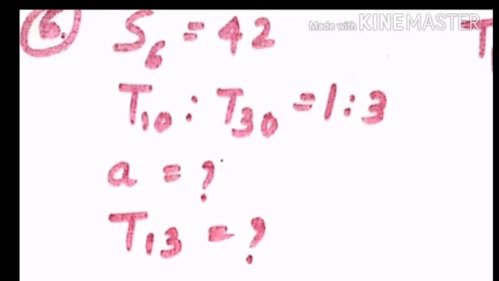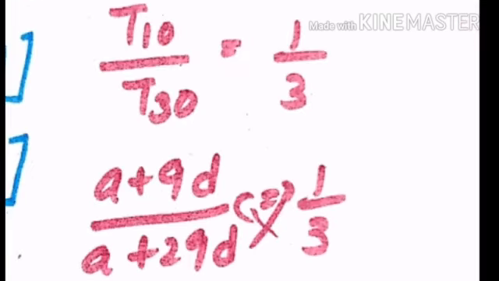So here in the question, the sum of 6 terms of the AP is given as 42 and the ratio of the 10th and 30th term is given as 1:3. We want to find the first term A and the 13th term T13. So first of all, using the ratio, I write T10 upon T30 is equal to 1/3. That is using the ratio given in the question.